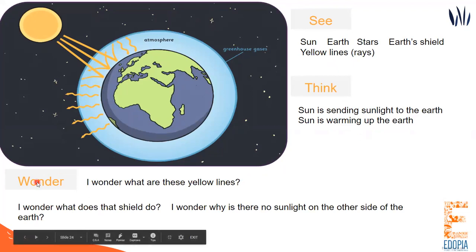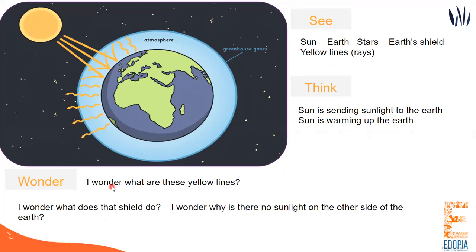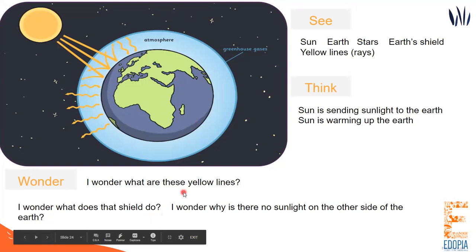Moving on to the wonder part. What do you wonder? Is there any question which comes to your mind? So you said, I wonder what are these yellow lines? I wonder what does that shield do? I wonder, why is there no sunlight on the other side of the Earth? So those were interesting questions.